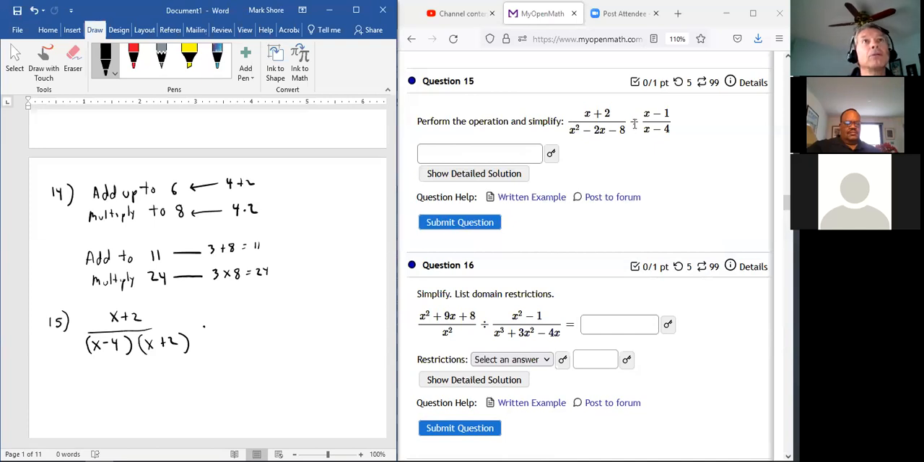Now also remember, when you're dividing by a fraction, you change the problem to multiplication and you invert the second fraction. So the x minus 4 goes on the top and the x minus 1 goes on the bottom. Then at this point, you can cross off anything on the top with anything on the bottom that's the same. So x minus 4, x minus 4, x plus 2, x plus 2, and all you're left with is 1 over x minus 1. And that would be the answer to that problem.